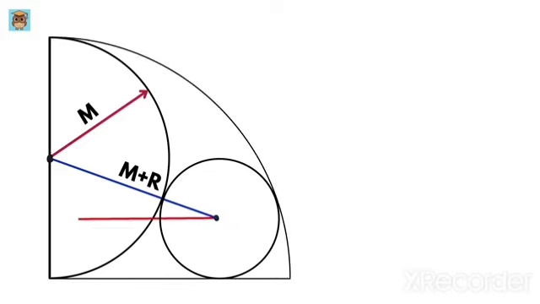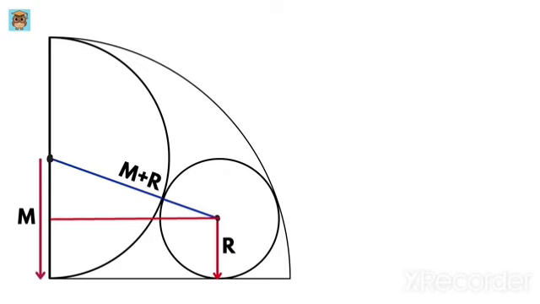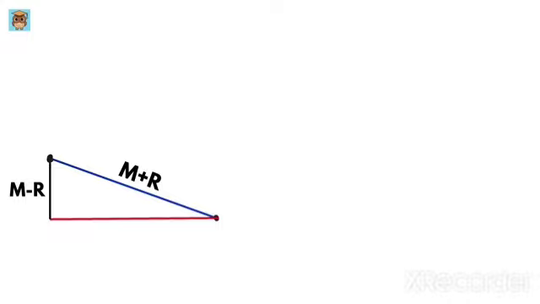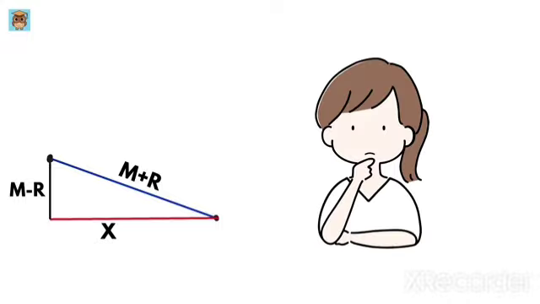Now let us draw a horizontal line like this. Now this is the same as the radius of this semicircle, or m. And this is the same as the radius of this circle, or r. So this length will be equal to m minus r. Nice. Let us label this side length as x. So what will be our next step?